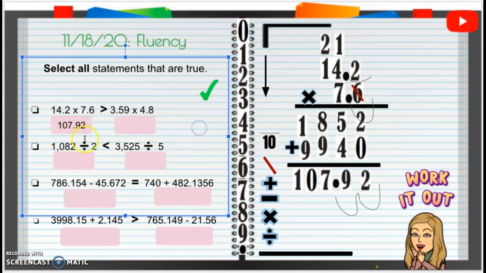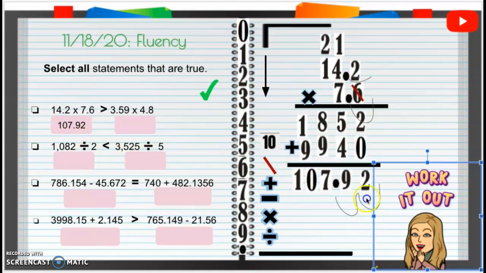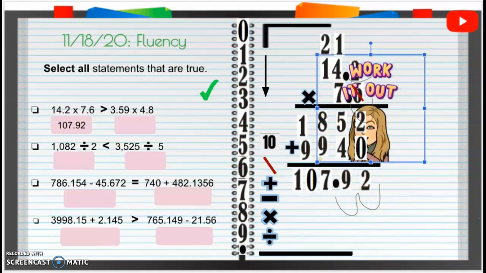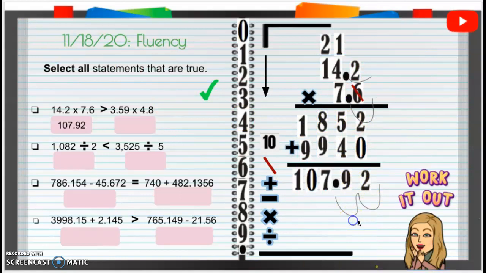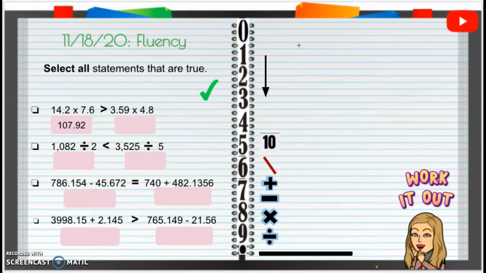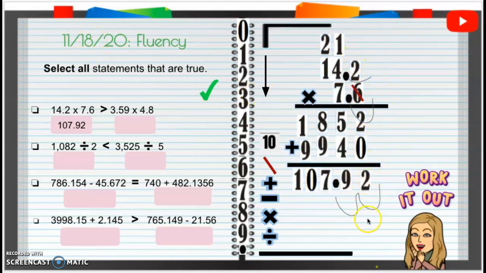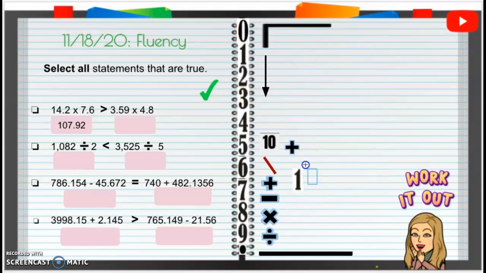So I'm going to put that in that box so I know, and now I can erase this and get to the new one and do our next one. All right, so there we go.